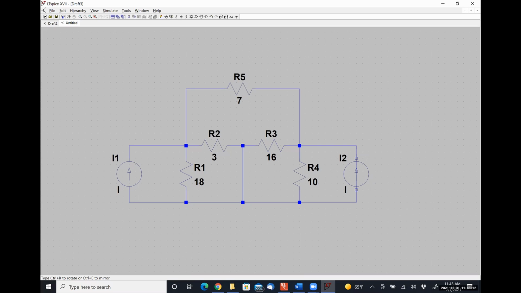I'm going to place my current source over here on the right. Since it's direction down, I'm going to rotate it twice to put it in the right orientation and then press escape because I've placed my 2 current sources correctly.